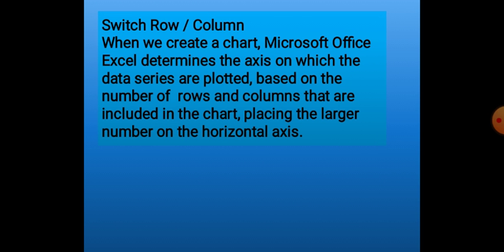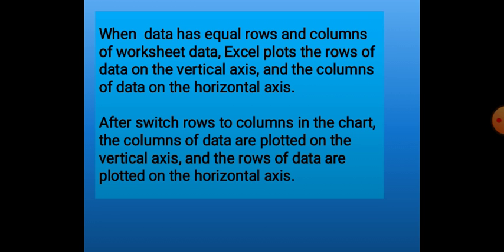First we will understand the Switch Row/Column option, but before that we have to understand how Excel determines the axis. Children, when we create a table, select it and also select a chart type, Excel looks at the number of rows and columns included in the chart, and it places the larger number on the horizontal axis. And when the data has equal rows and columns, then Excel plots the rows of data on the vertical axis and the columns data on the horizontal axis.